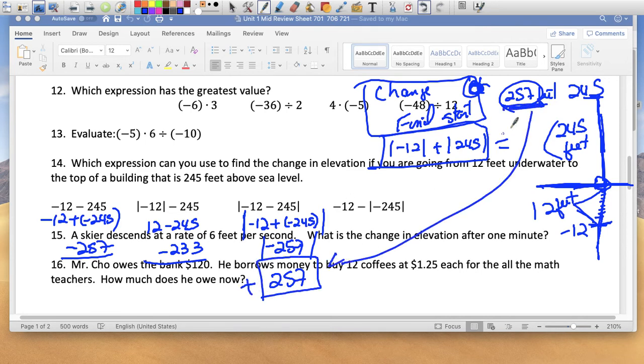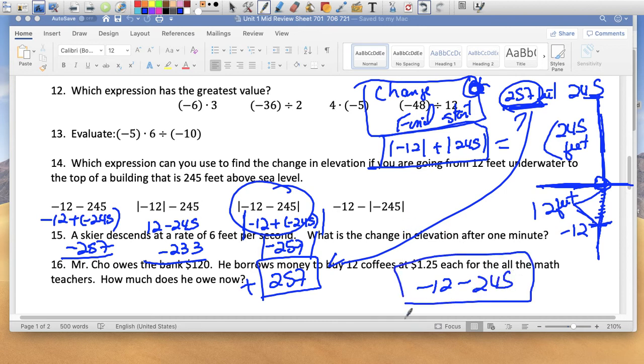So that matches. So that's definitely my answer, but just in case, let's do the last one. The last one says negative 12 minus the absolute value of negative 245, and the absolute value of negative 245 is 245. And this doesn't look like it's going to give me a positive answer. And this actually looks like the first question here. So the only one that matches is that one.